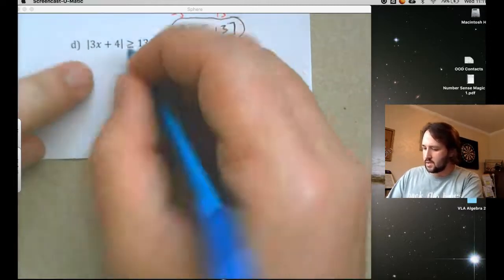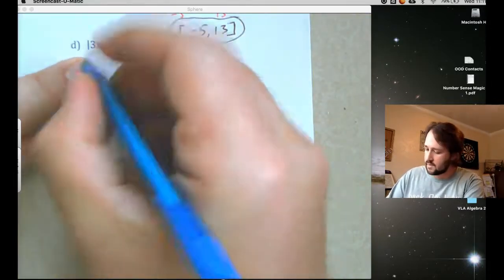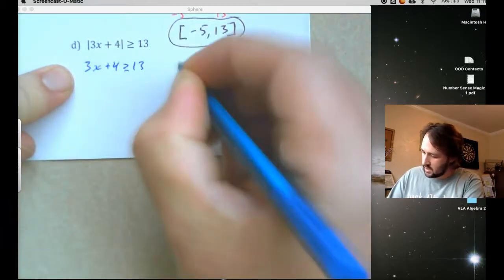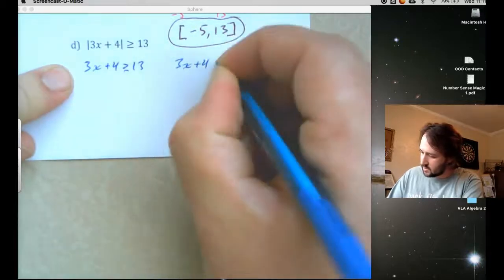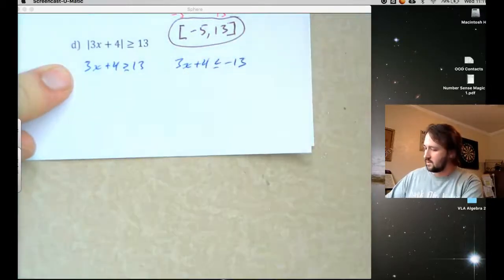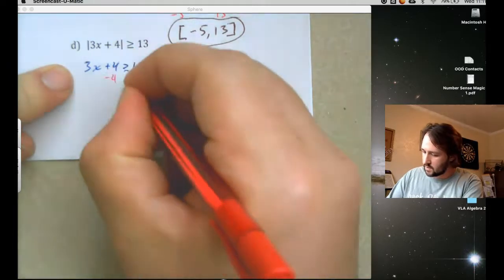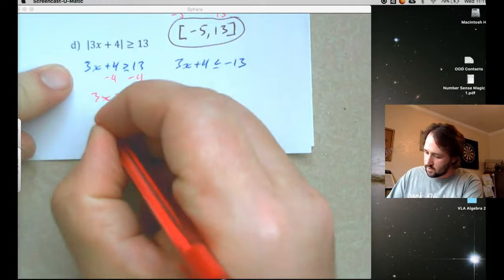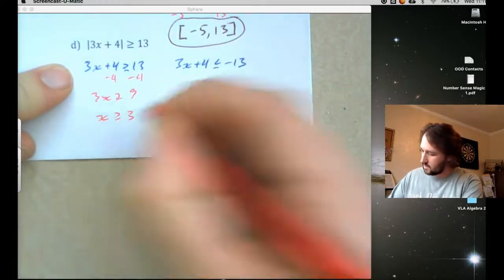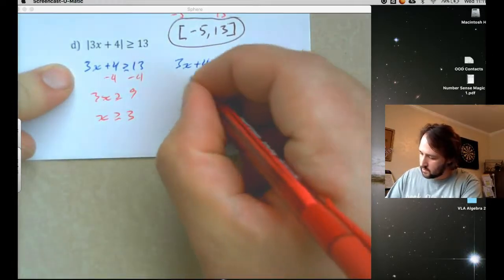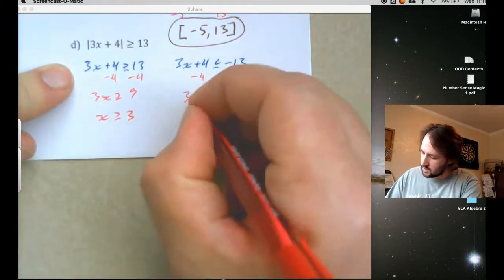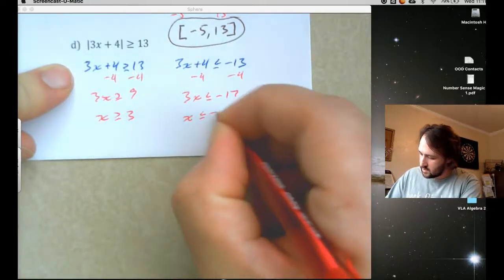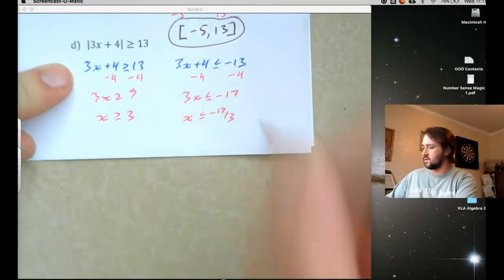All right, so here, absolute value is by itself. So 3x plus 4 greater than or equal to 13, and 3x plus 4 less than or equal to negative 13. All right, solve both of these. So minus 4, 3x greater than or equal to 9, divided by 3, so x is greater than or equal to 3. The other one, minus 4, 3x less than or equal to negative 17, so x is less than or equal to negative 17 over 3. All right, so there's both of our solutions.